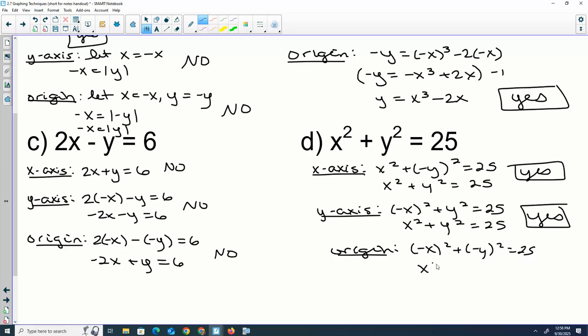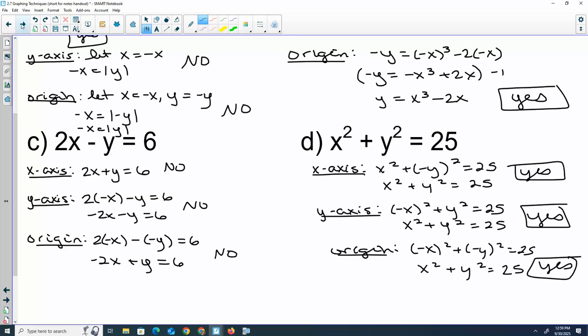Square both of them, we get the same. So this one had all 3 types of symmetry. So you can have multiple types of symmetry, you can have only one, or you have none at all. You guys know what this x squared plus y squared equals 25? What's that the graph of? A circle with the center at 0, 0. So that's why it has all the types of symmetry. All right, questions about the meaning of symmetry?